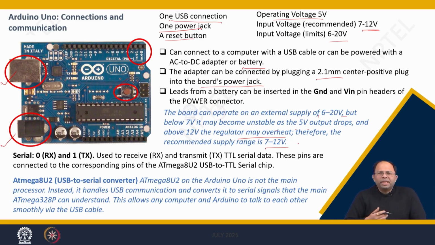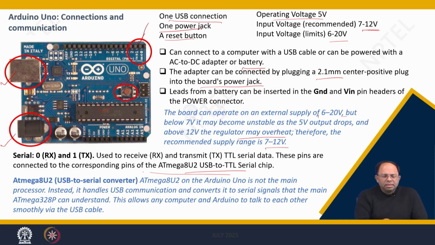Now coming to communication, we have this serial 0 RX and 1 TX. These are the pins over here. This is used to receive and transmit serial data. These pins are connected to the corresponding pins of the ATmega8 U2 USB to TTL serial chip. So this is not the ATmega chip, there is another chip. So this RX and TX pin is connected to that particular chip, which is also part of this board.